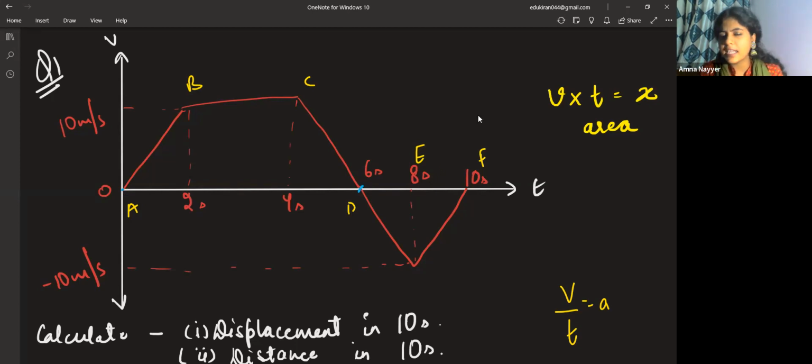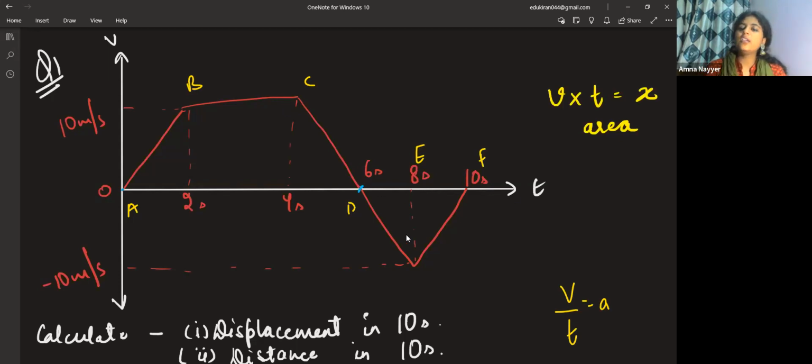Displacement will be given by the area, and slope will give you the acceleration. So displacement covered in 10 seconds means the total area covered within this duration. Can you notice this is a trapezium that has been formed? This was drawn freehand by me, so that's why it is not very straight. It is actually straight. This is a trapezium with parallel sides and a height. How do we write the area of a trapezium? Half into the sum of parallel sides multiplied by the height.